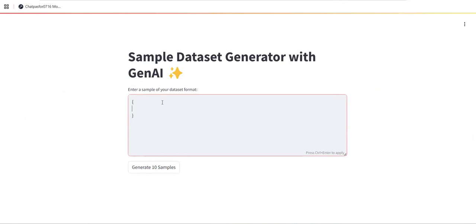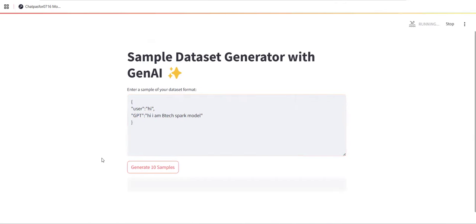Now what I'm expecting is I want to provide some sample text and expect to get some response, or generate 10 sample responses like that. Let's say a user provided an input like "hi", then my GPT needs to respond like "hi, I am GPT model", or you can say "I am BTech Spark model". Similar to that, I want to generate 10 samples of data.